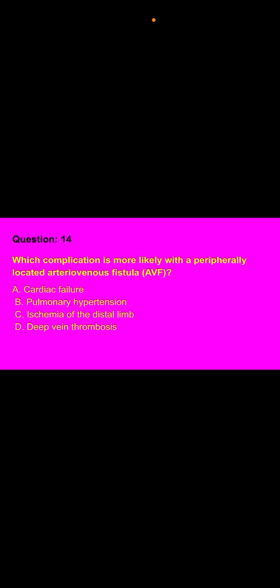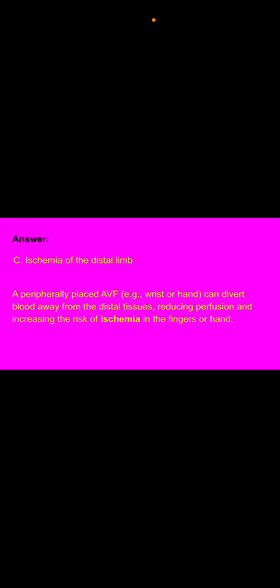Question number 14. Which complication is more likely with a peripherally located arteriovenous fistula? A. Cardiac failure. B. Pulmonary hypertension. C. Ischemia of the distal limb. D. Deep vein thrombosis. C. Ischemia of the distal limb. A peripherally placed AVF at the wrist or hand can divert blood away from the distal tissue, reducing perfusion and increasing the risk of ischemia in the fingers or hand.